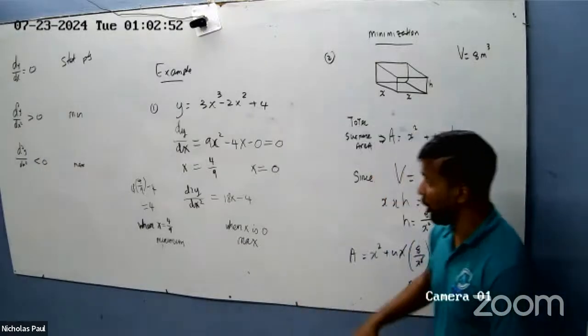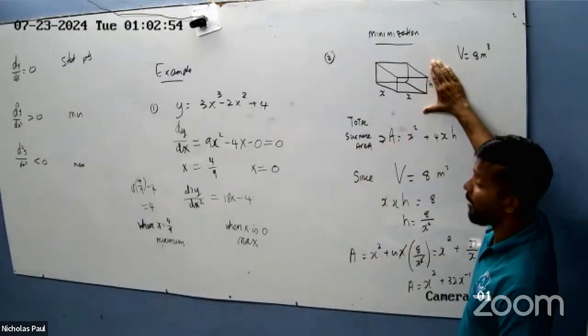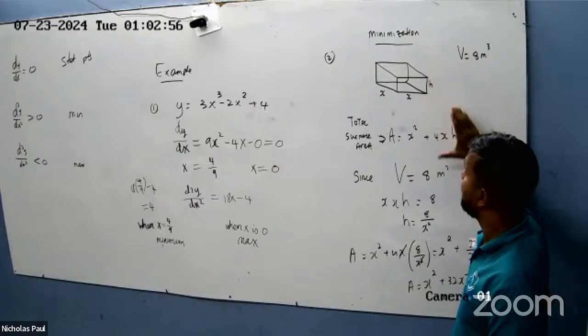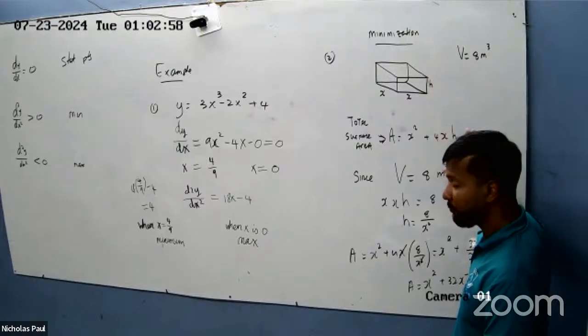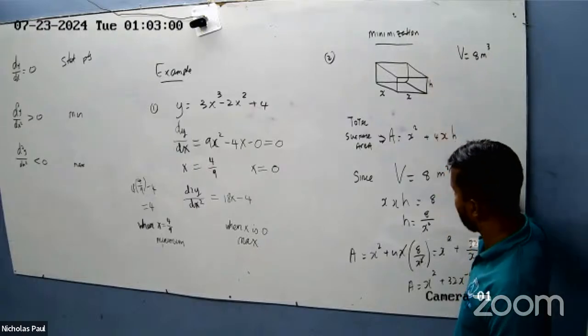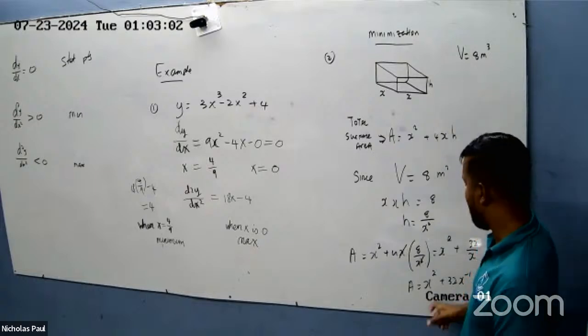There's a lot of thinking. You have to have a diagram, because it might give you a diagram. You have to develop equations, so you're using one bit of information in the next one. Then we can differentiate.